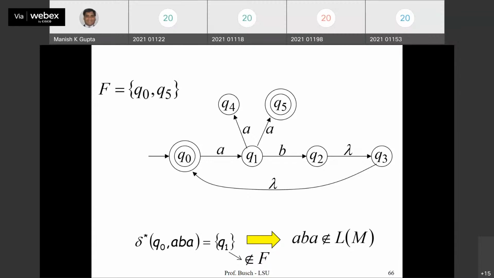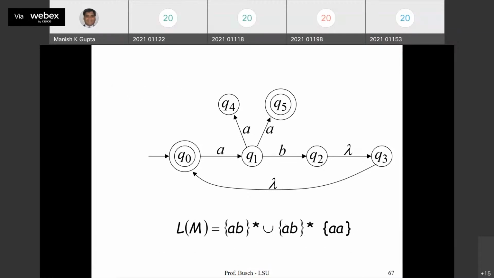So anyway, now you look at ABA, right? A, B, and then the lambda transition will come back here, and then A. So Q1 is the only possibility, right? Q1 is a non-accepting state. So this string ABA is rejected, right? It does not belong to the language, correct? So the overall language is this anyway.